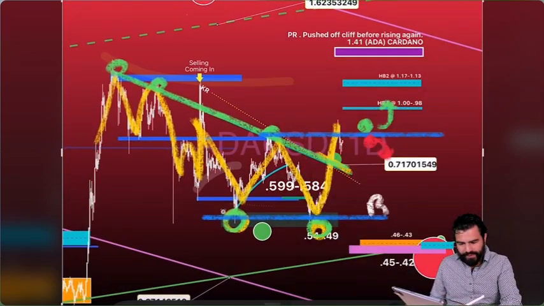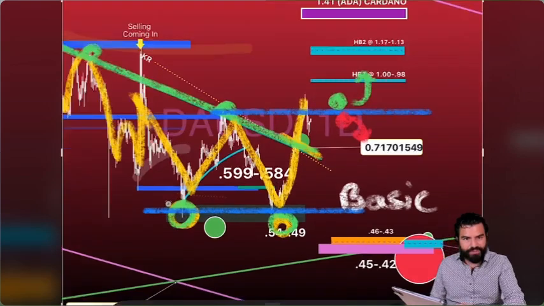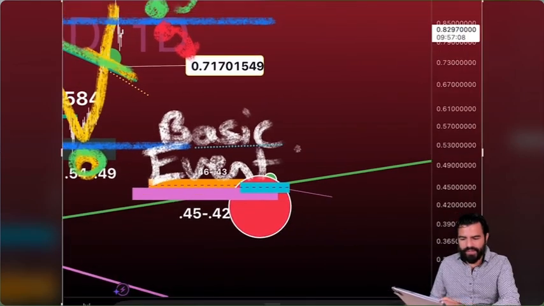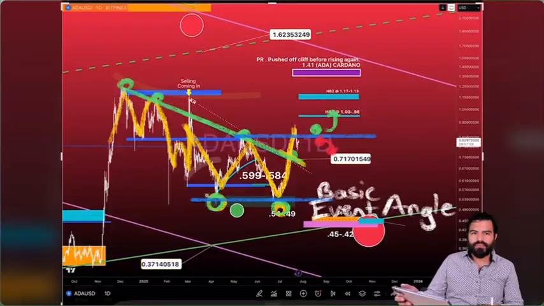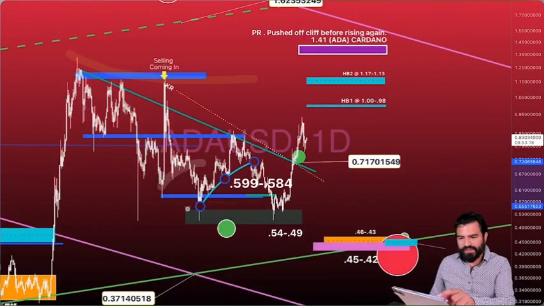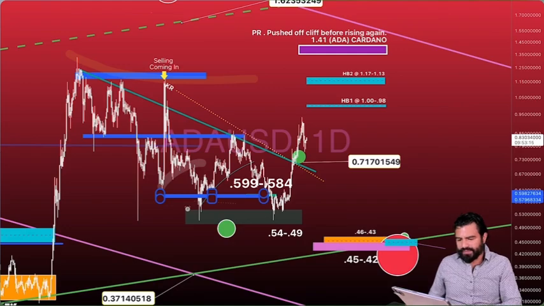Okay. So I'm going to put basic, because we're using crayon, event line, or event angle. Okay. Let's now do it professionally. Okay, let's fade away that one. Let's borrow this flat here. Just take that flat.